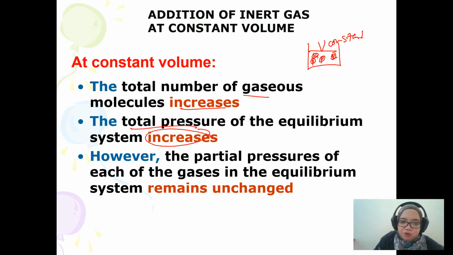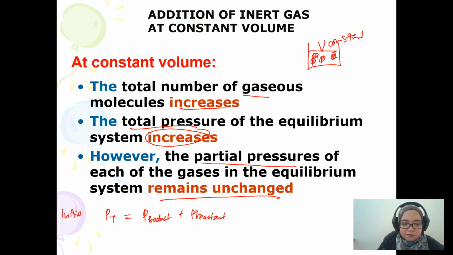Okay, so bila total pressure akan increase, so partial pressure akan remain unchanged. Sebab apa? Sebab total pressure increase. Okay, tengok contohnya macam ni. Kita ada total pressure kita, product, partial pressure of reactant. Okay, initially. Bila kita tambah inert gas, kita akan dapat partial pressure product, partial pressure reactant and then partial pressure inert gas, betul?